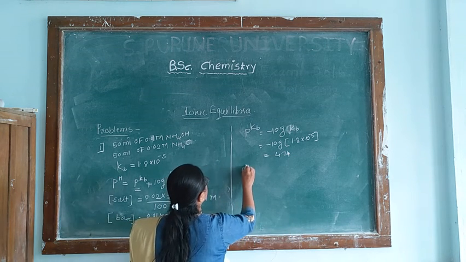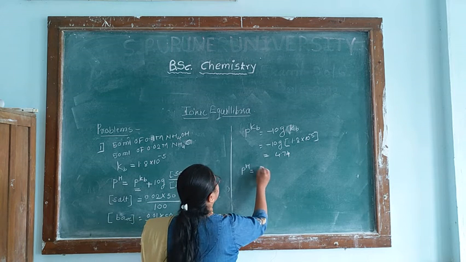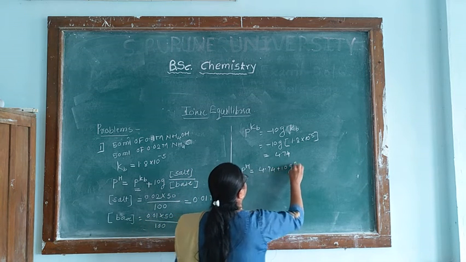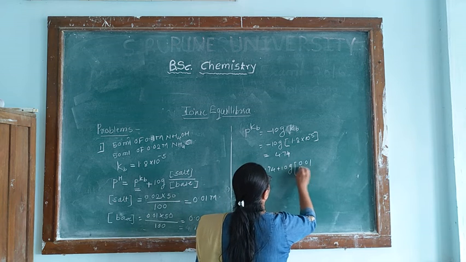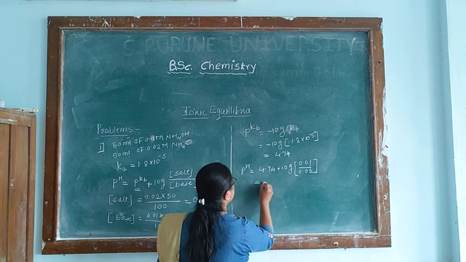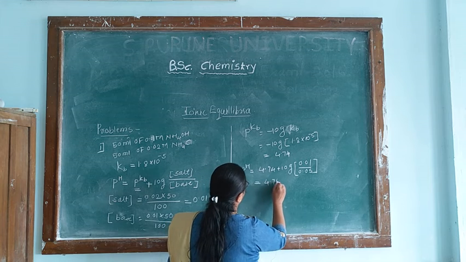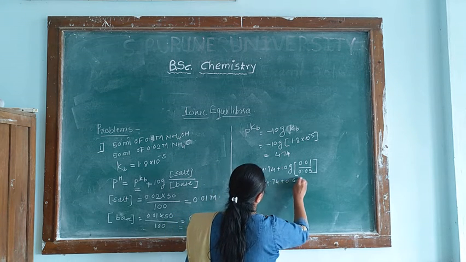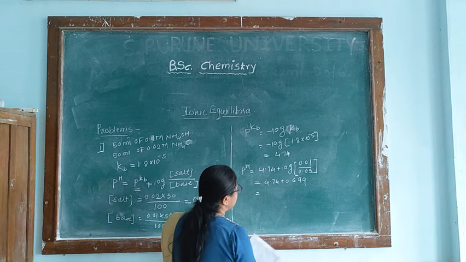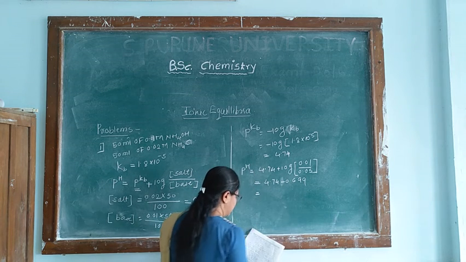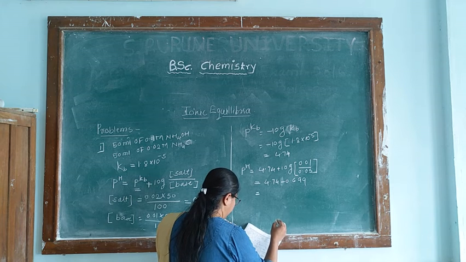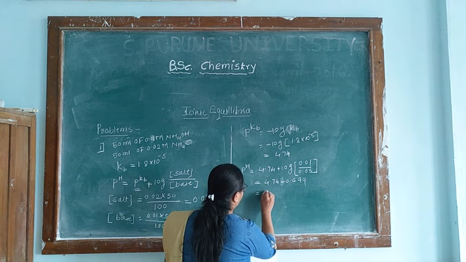Now pH is equal to pKb 4.74 plus log of 0.01 divided by 0.05. So this is equal to 4.74 plus minus 0.699. So the value is 4.041.